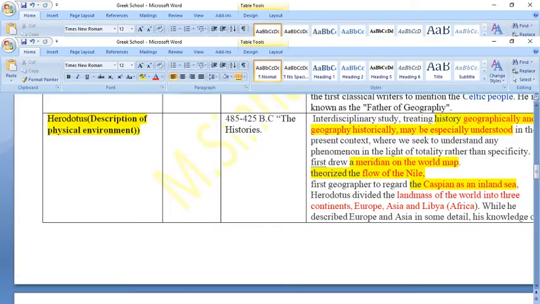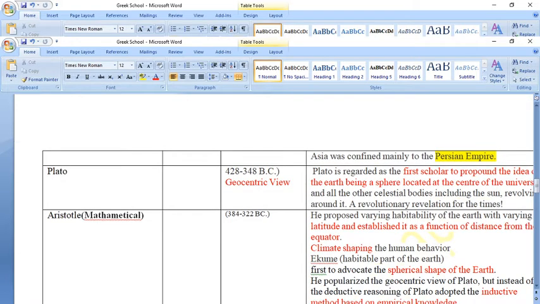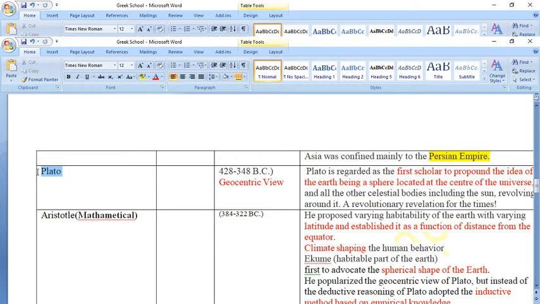Okay, let's come to Plato. Here, one thing is very important. You know, Plato was by profession a wrestler. His first and foremost view is that of a mathematical geographer. He proposed and strongly established a view that is the geocentric view. What is the geocentric view? Geo means earth. According to Plato, the earth lies in the center.